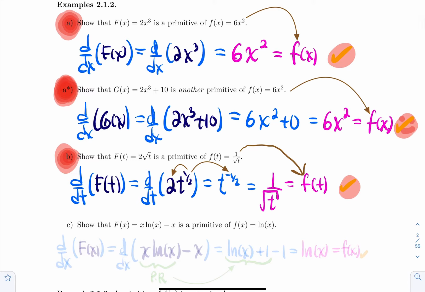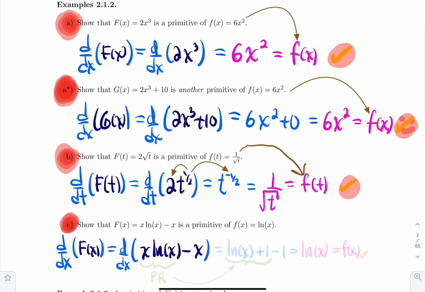All right, so let's verify that the function x ln of x minus x is a primitive of the function ln of x. Again here, no big surprise, you just have to compute. This is a verification question, so let's compute the derivative of big F. So let's compute the derivative of x times ln of x minus x.